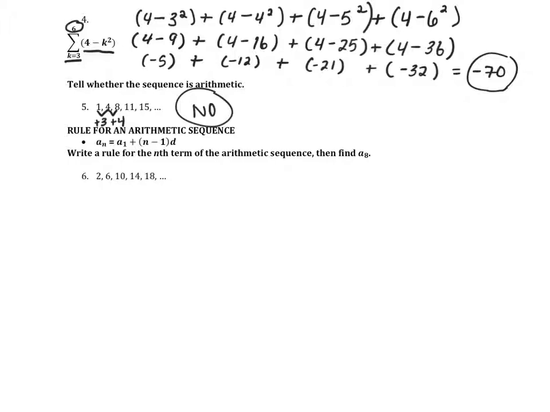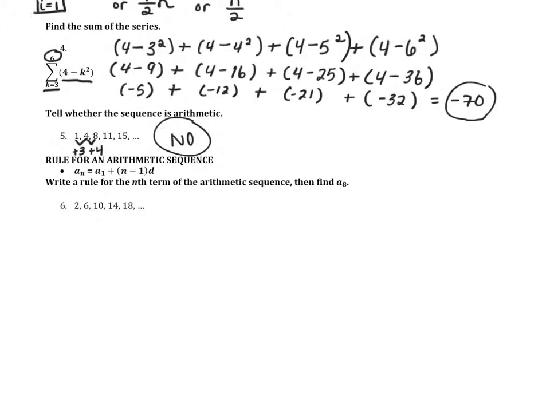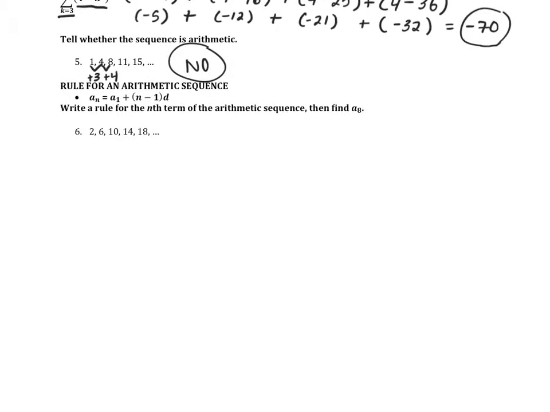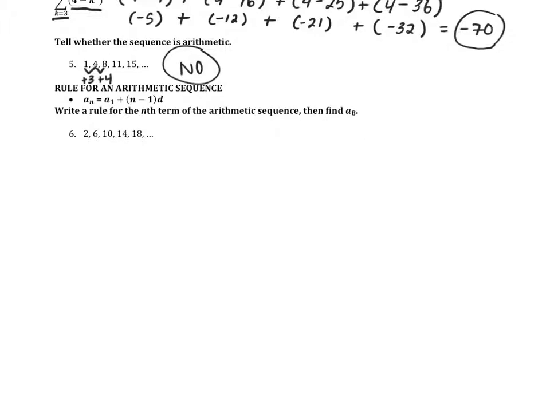Number 6, write a rule for the nth term of the arithmetic sequence, then find a sub 8, which means you're going to then plug in an 8. So what you're going to use is the rule that is written right here. And you're going to need to find a couple things. The first item that you need to find is your difference. How are these numbers increasing, but by how much each time?